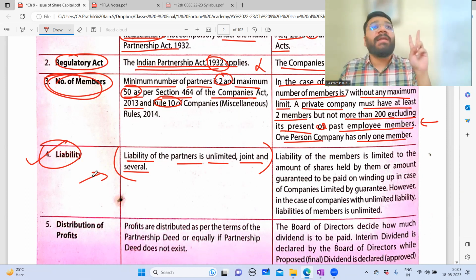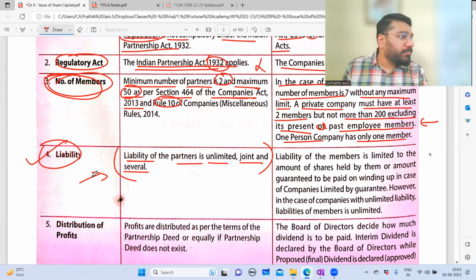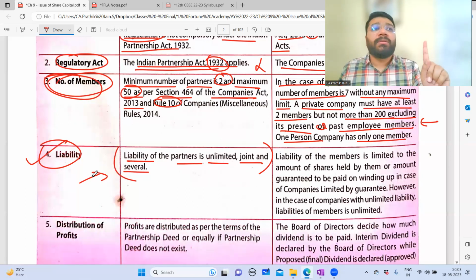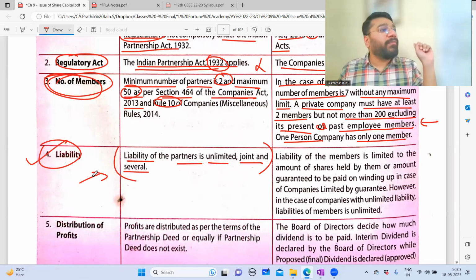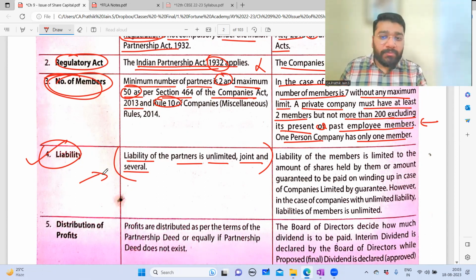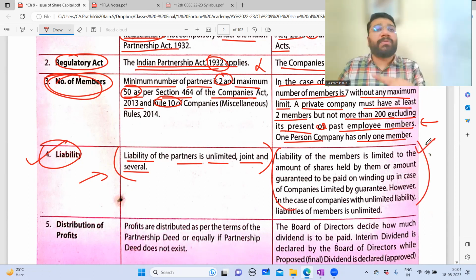These 2 points are very, very important. If you get a 1 mark question, for CA foundation people, 1 mark question: what is liability under the Partnership Act? You write these 2 points. Same way for 12th CBSE people also. Now, this point I'll not be explaining here because I'll be discussing in depth in the 3rd class.